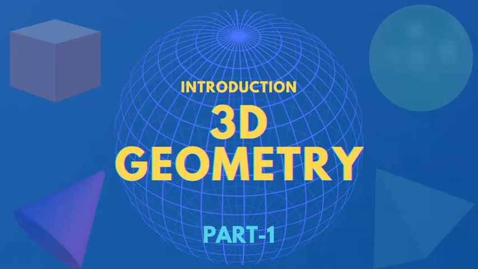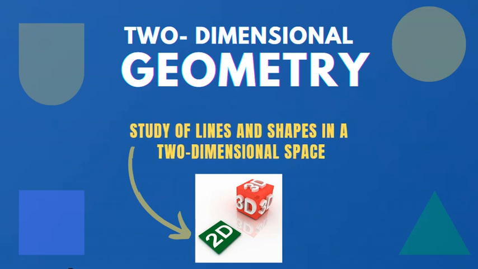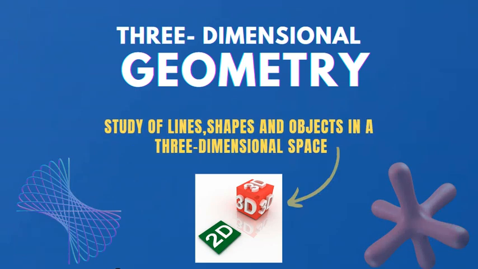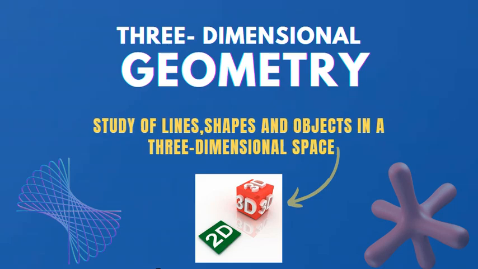3D geometry, or three-dimensional geometry, involves the study of shapes and figures in a three-dimensional space. Unlike 2D geometry, which deals with flat shapes like squares and circles, 3D geometry includes objects that have depth, such as cubes, spheres, and pyramids.